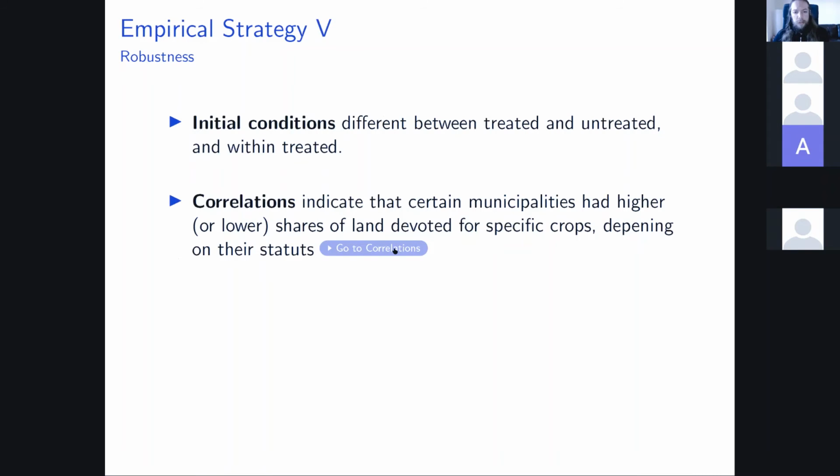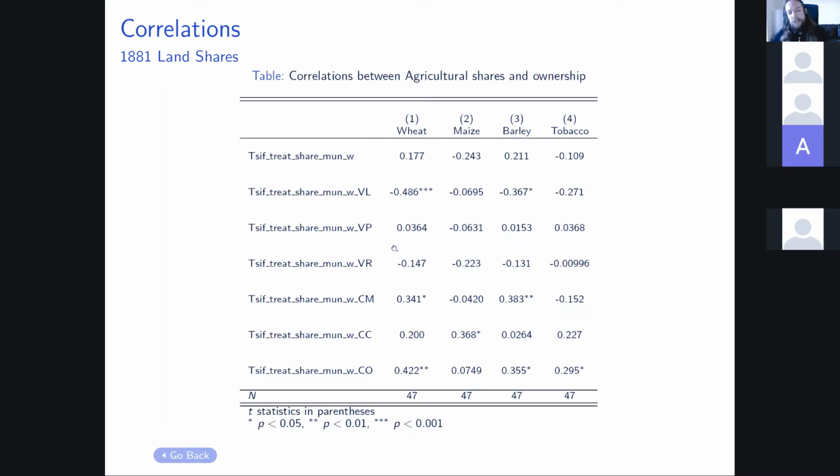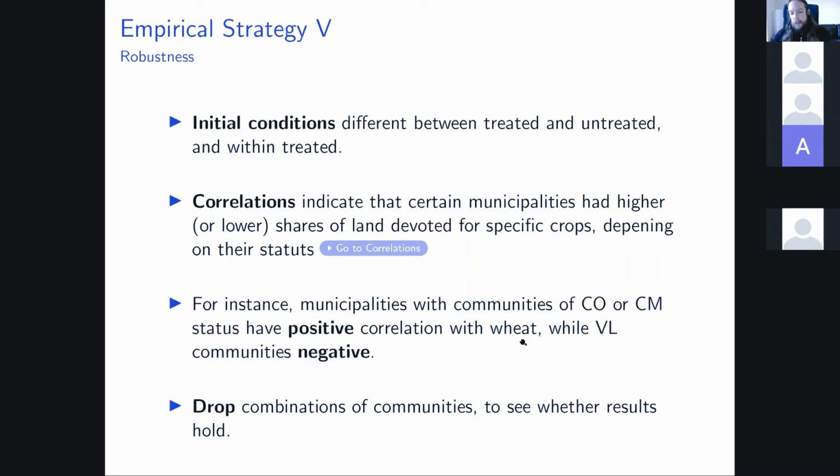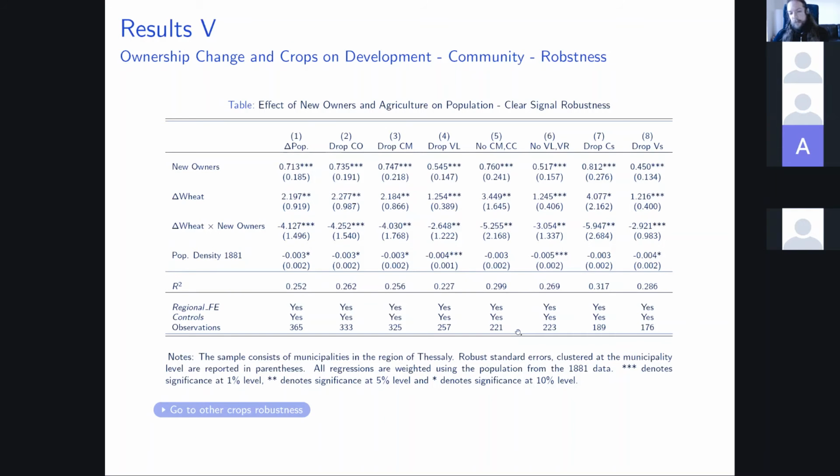So if we correlate just the share of these different ownership statuses, we do see that places, for instance the free villages, were less likely to produce wheat in 1881, while other places like the Ottoman sieves and the mixed ownership were more likely to produce wheat. So if we take this into account, we can drop combinations of these communities to see whether results hold. This is primarily done for wheat. I can also show you the other crops if you're interested.